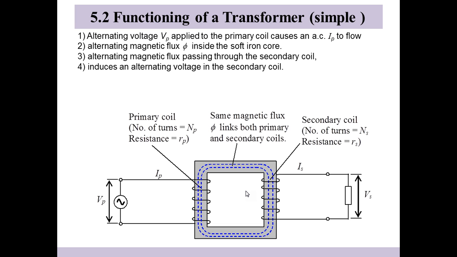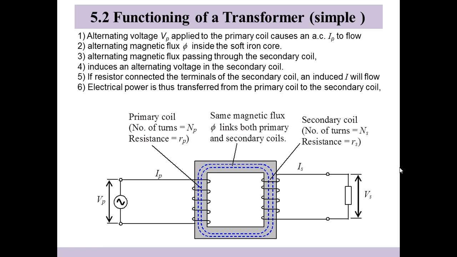This is from Faraday's law and Lenz's law. If a resistor is connected across the terminals of the secondary coil, induced current will flow, and thus we have voltage and current on the secondary side. This means that we have power transmitted. So the power given in the primary coil is VPIP. The power received on the secondary coil will be VSIS. Depending on the coils that we have, the voltage can be changed from the initial voltage Vp to the final voltage Vs.